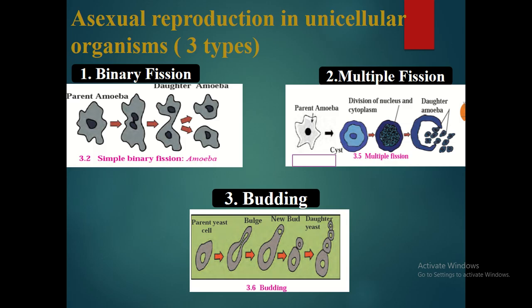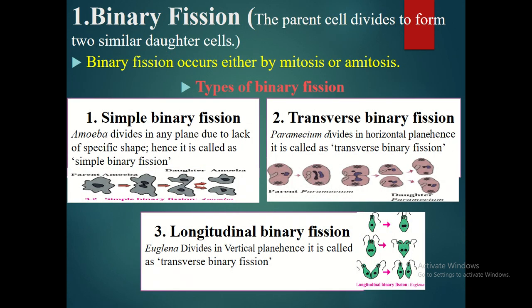Asexual reproduction in unicellular organisms. There are three types mentioned here. First is binary fission, second multiple fission, and third budding. In binary fission, one parent cell divides to form two similar daughter cells. The examples and types are given here. The first type is simple binary fission. It is shown by the amoeba because it does not have any plane. Therefore, it divides into two daughter cells.